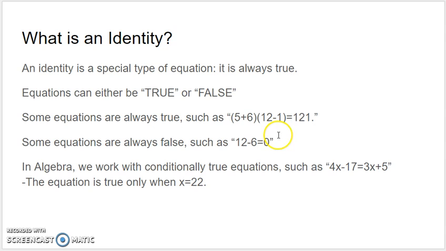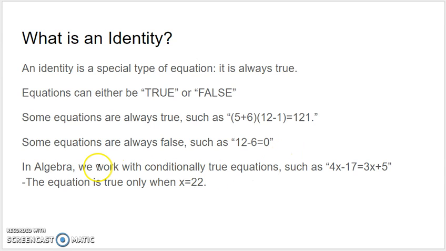Some are always true, like saying the value of 121 is the same as the value I get when I take 5 plus 6 and multiply that by the difference of 12 minus 11. And that's always true. 121 is always equal to 11 times 11. We can also have equations that are always false. I wrote one right here. You can write quite a few yourself, I'm sure. But 12 minus 6 is never equal to 0. This is genuinely false. 12 minus 6 is equal to 6.